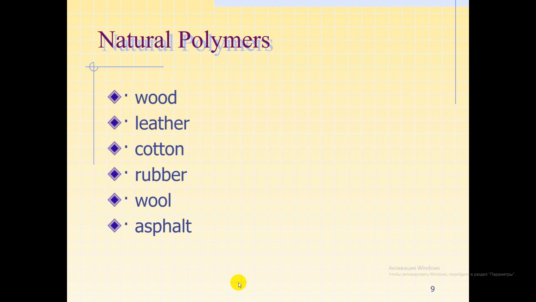Natural polymers. Natural polymers occur in nature and can be extracted. They are often water-based. Examples of naturally occurring polymers are wood, leather, cotton, rubber, wool, asphalt, also silk, wool, cellulose, and proteins.